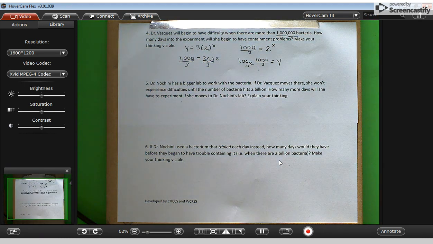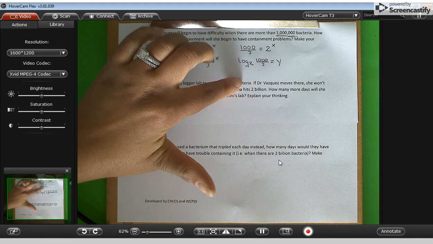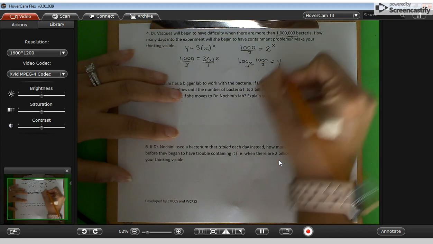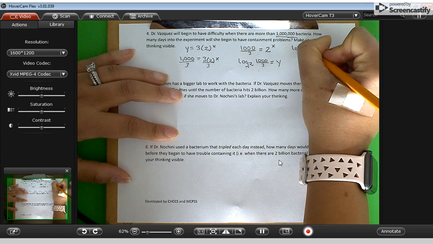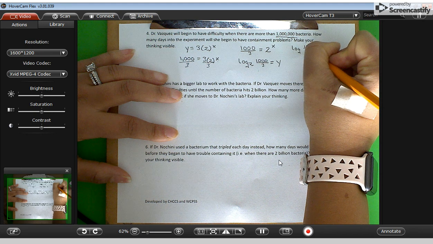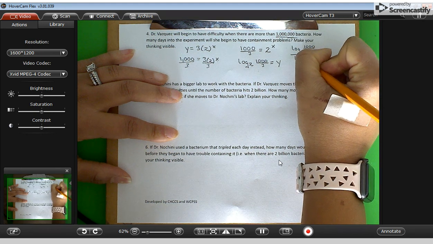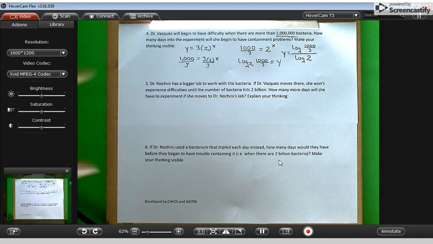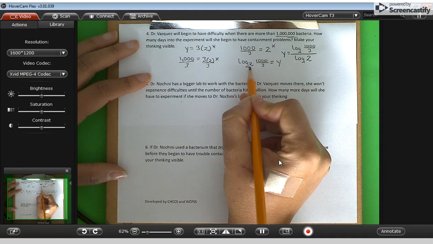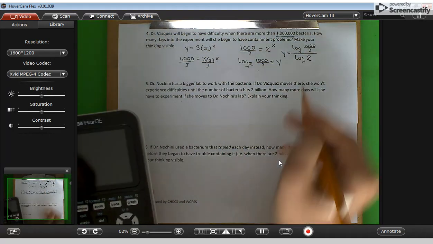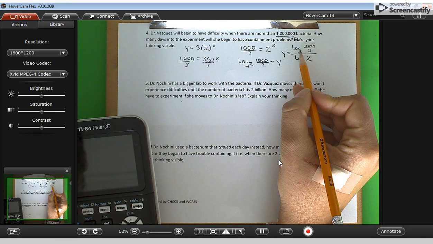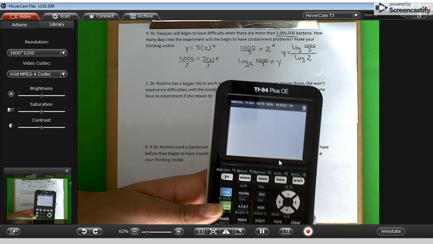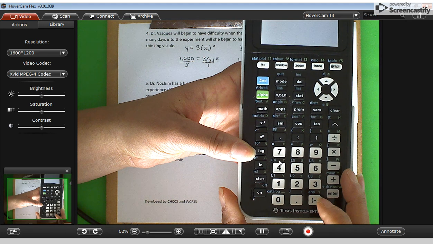So now we need to figure out how to solve this. And so I showed you guys the change of base rule. And so you had to do log 1,000 over 3 divided by the log of 2. And that will give you your y value. So basically, it's the log of the larger number over the log of the base. That way you can use your calculator, because we learned yesterday that if there's no number for the subscript, it's said to be 10.